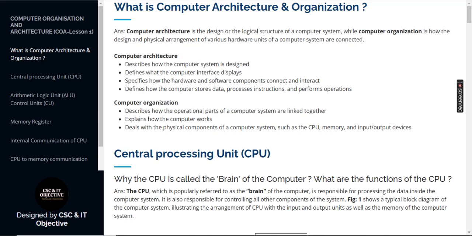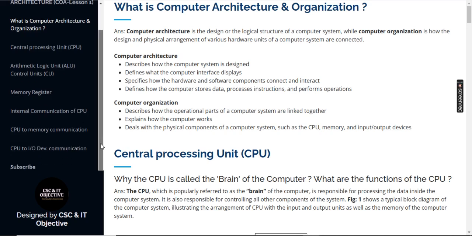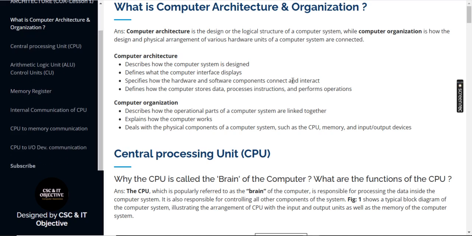The points are: what is computer architecture and organization, central processing unit CPU, arithmetic logic unit, control unit, memory register, internal communication of CPU, CPU to memory communication, and CPU to IO device communication.